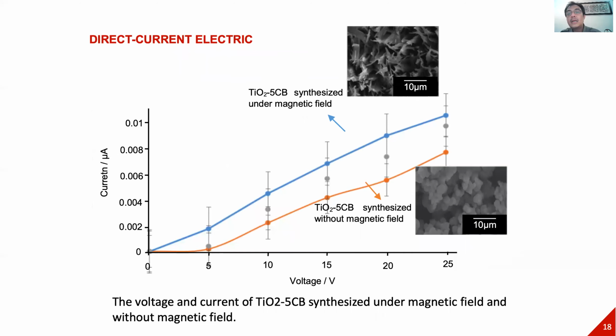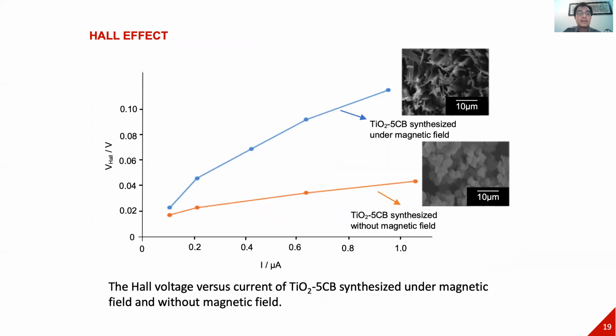And we characterize the electronic properties. This is the direct current electric. We can see that the well-aligned titanium dioxide containing 5CB has more direct current electric compared to the non-aligned materials. And also this is the Hall effect. You can see here that the Hall effect of the well-aligned is more compared to the non-aligned materials.